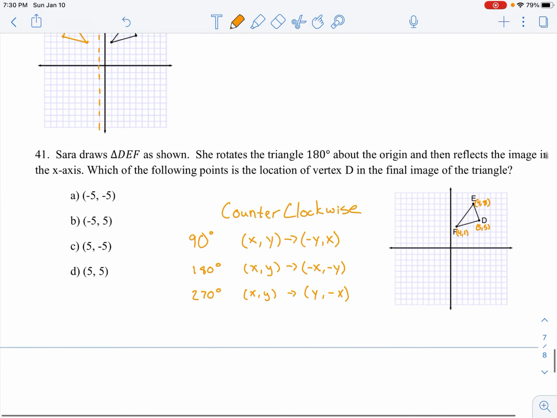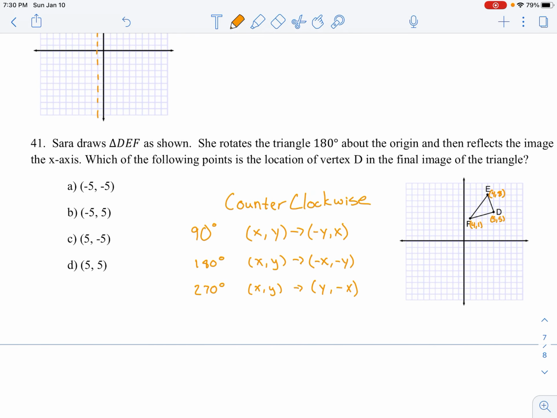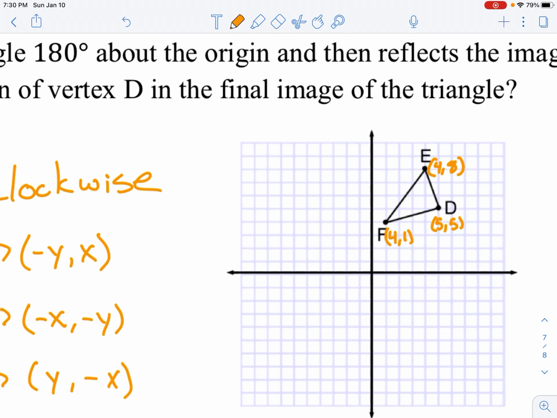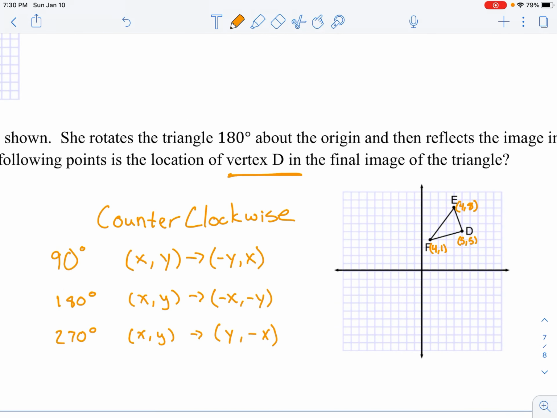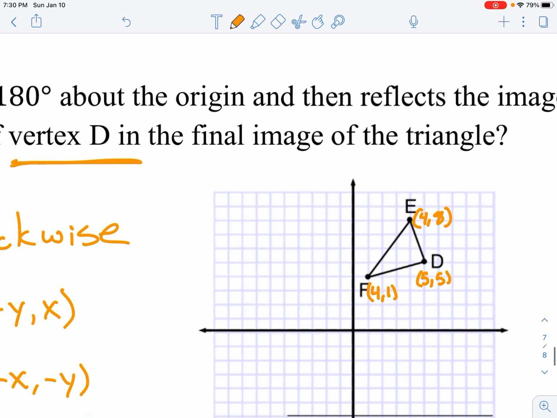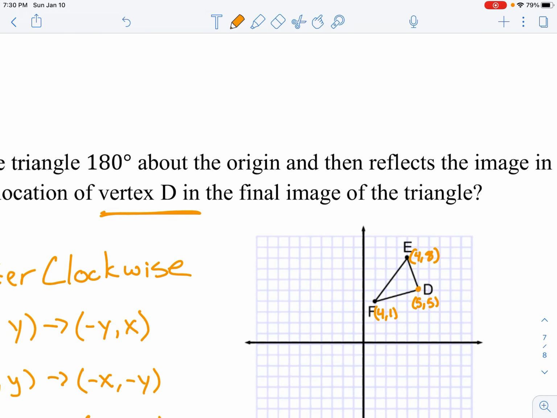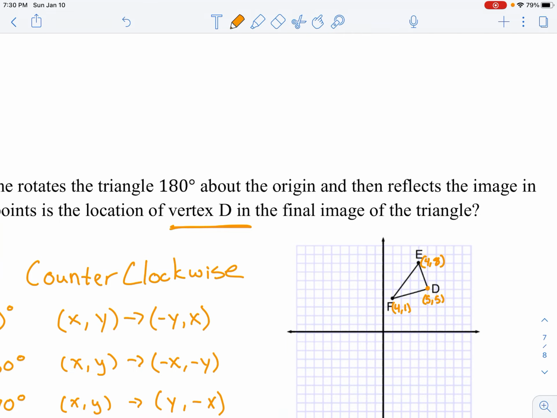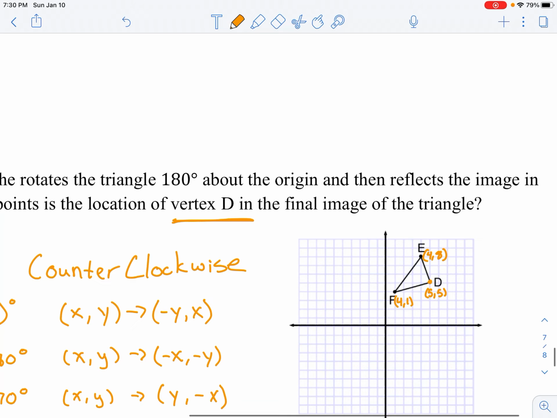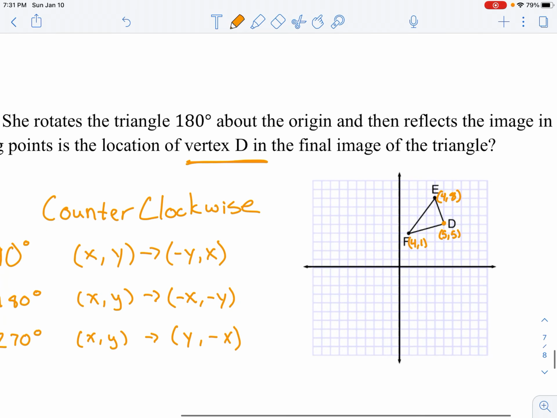Number 41, last one. As you can see, I've got the same rules written down. It says we want to rotate 180 degrees and then reflect it over the x-axis. Also, it says we're just looking for basically one point, vertex D. So this is the one that we're looking for right there. So, for me, do I have to even draw the whole picture? Or can I just reflect and rotate that one point? I don't see a reason to reflect the whole thing and go through all that work. If I just want to do that one point, let's just do that.